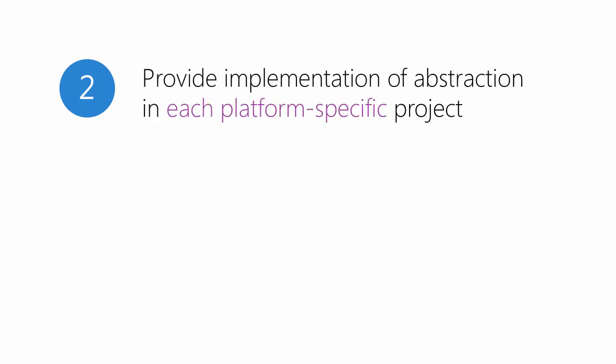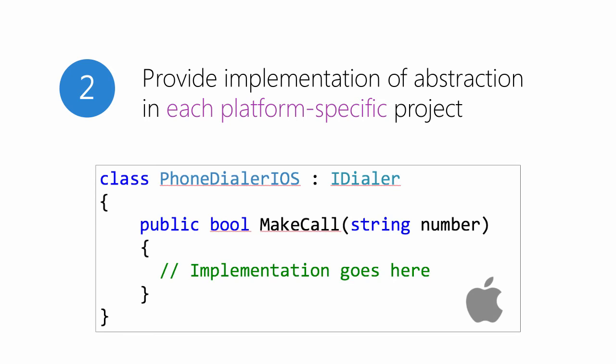Next, we will implement the abstraction in each of our platform-specific projects. Here we define it for iOS, but we would also want an implementation in the Android and Windows Phone projects. Notice that it does not need to be public. External users won't know about the class directly. They will only reference it by the abstraction.